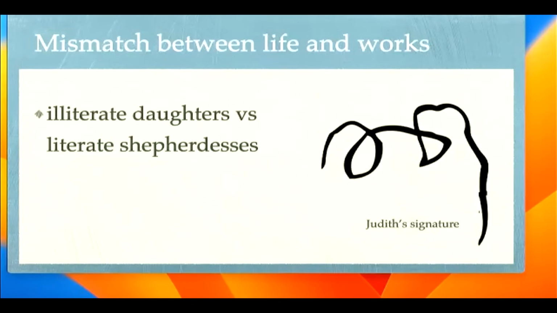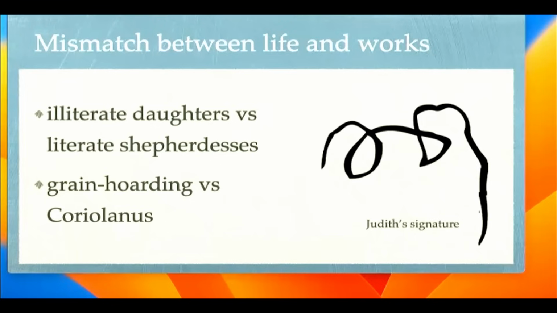Almost anyone can turn their hand to reading or writing a letter or a poem, no matter what, you know, class they're in. And a social scientist who's done some work on literacy in Elizabethan England said it's extraordinarily rare for a literate man of any social class to have illiterate daughters. And then, of course, there's the grain hoarding and Coriolanus. You know, wherever you can find a strong mismatch, I like these two, lean on those.